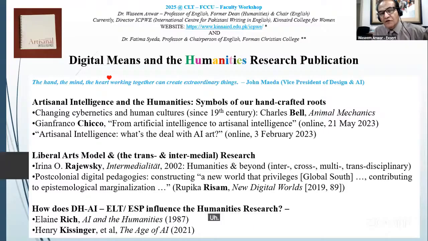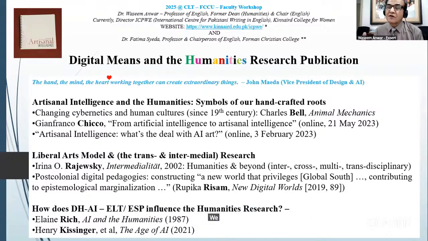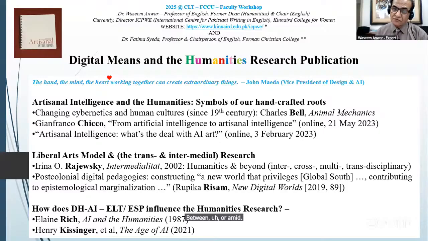There, of course, we were talking about the liberal arts model, and I think the intermediality that's coming with these technologies is very important in terms of transcultural and even geographical travels that we do through technology to understand what we still consider to be knowledge. Given the current scenario that the globe has always been divided, but maybe now divided more between the global north and the global south.